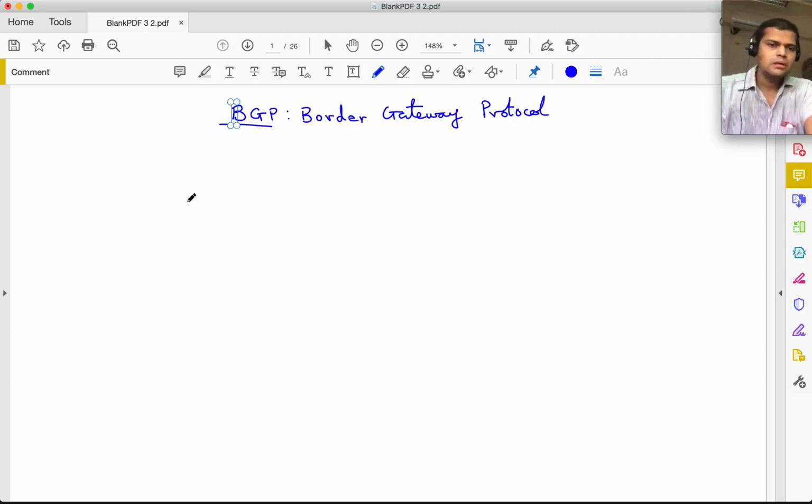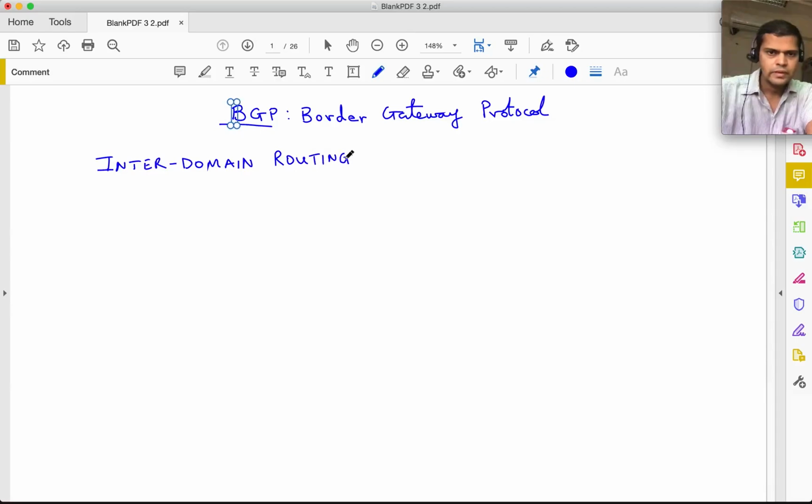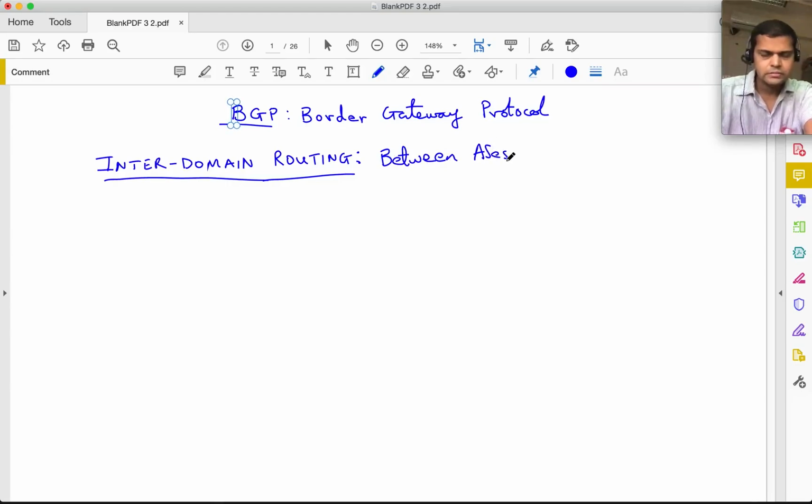So this is inter-domain routing. This is the common protocol used for inter-domain routing, which means routing between autonomous systems. We had earlier looked at intra-domain routing, which is routing within an autonomous system. So this is between autonomous systems.